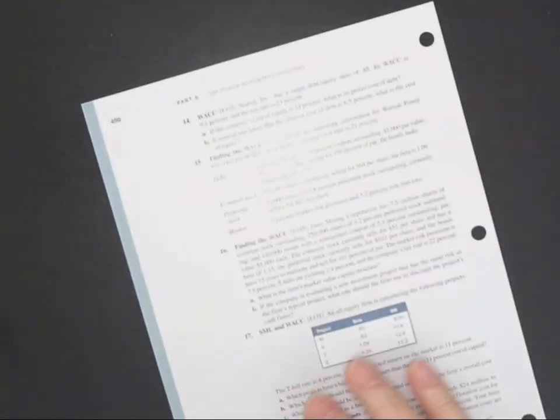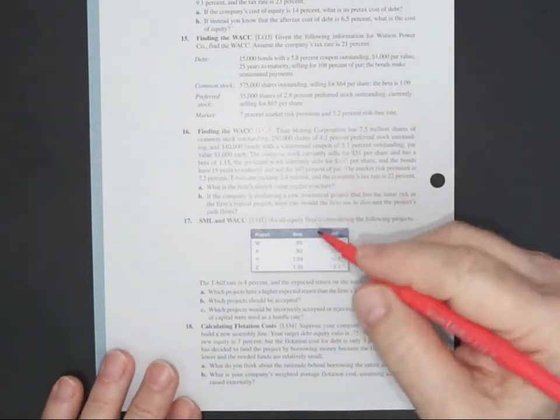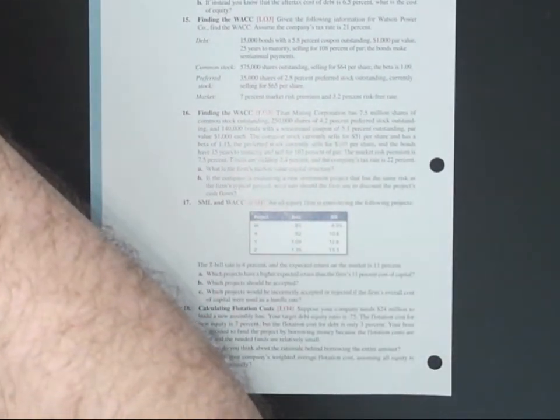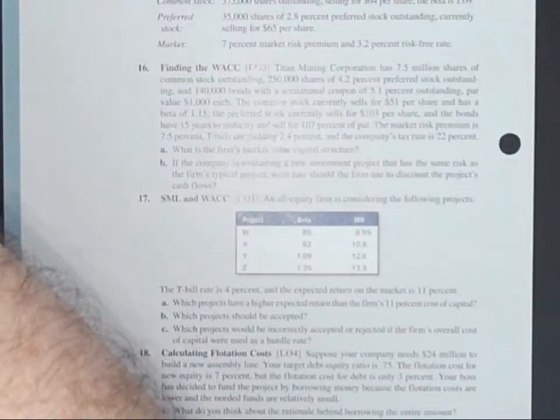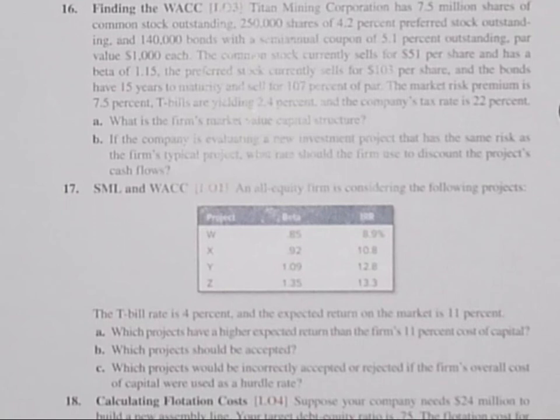There's one other thing I wanted to do, and that is just address this problem here, which is one of your homework problems, because sometimes this causes a little bit of grief. It doesn't look very good.